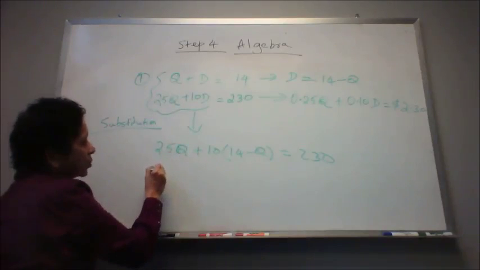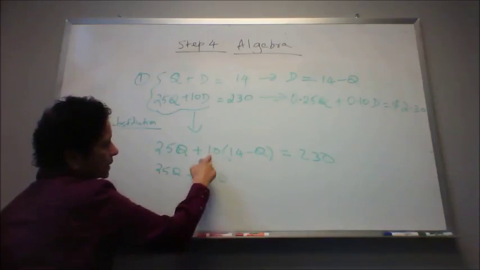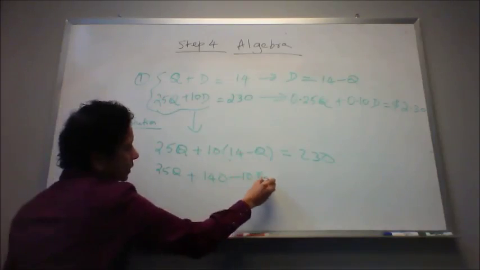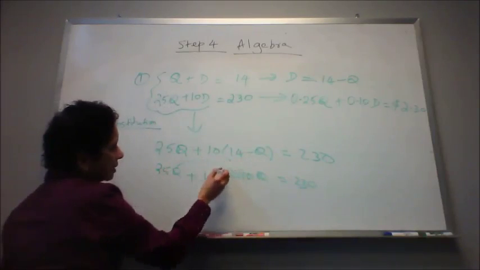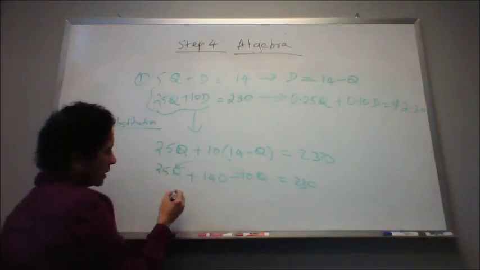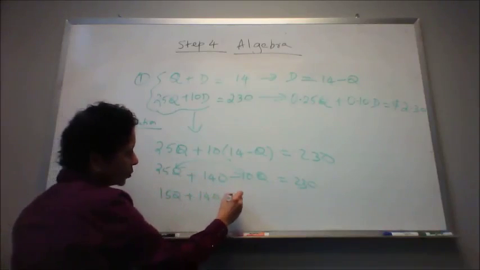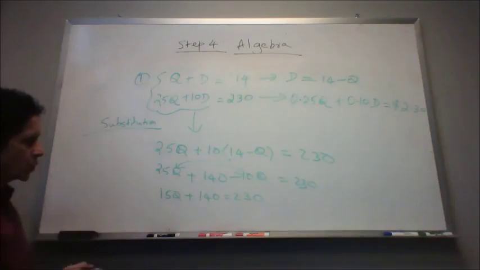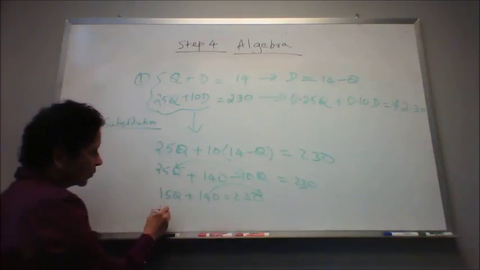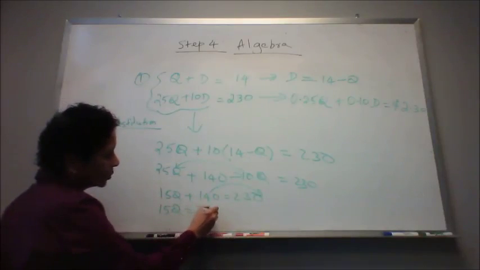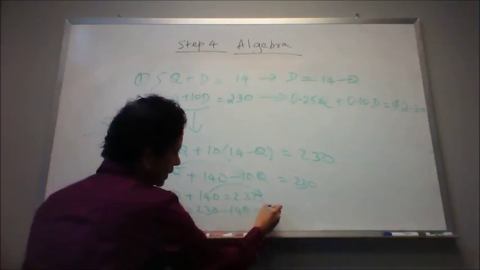Now I can simplify. 25q, then 10 times 14 is 140, and 10 times minus q is minus 10q. Then that equals 230. I can lump these two together: 25 minus 10 is 15q, and then plus 140 equals 230. I don't want this 140, so I take it to the other side. So 15q will be equal to 230 minus 140, which equals 90.